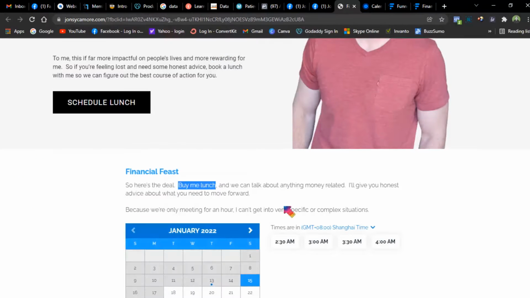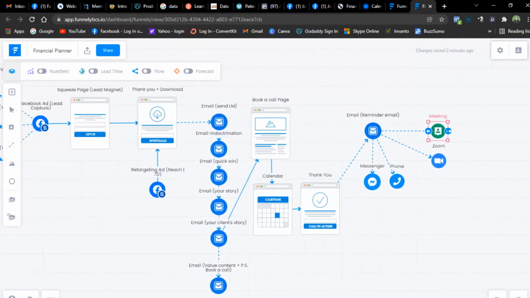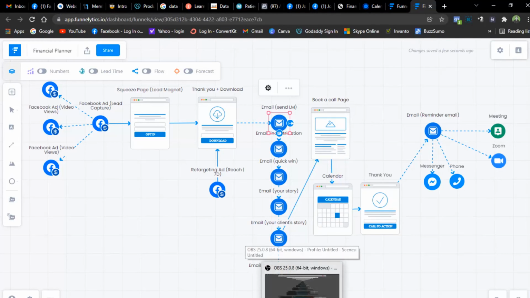Okay, so if you are interested to implement this, it's going to be a lot of work. Okay, but if you can be patient with this plan, I think this plan is a solid funnel, a list building funnel with a book a call funnel. All right, let me know what your thoughts are, and yeah, that's it. I hope this helps, John. Have a nice day.